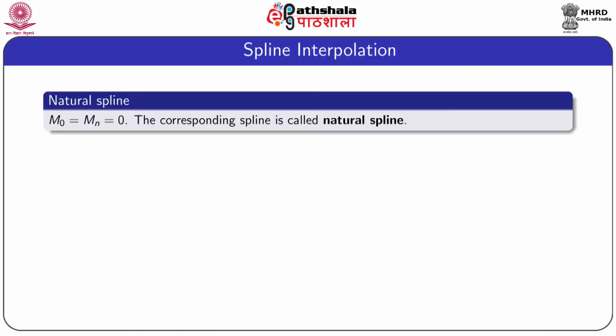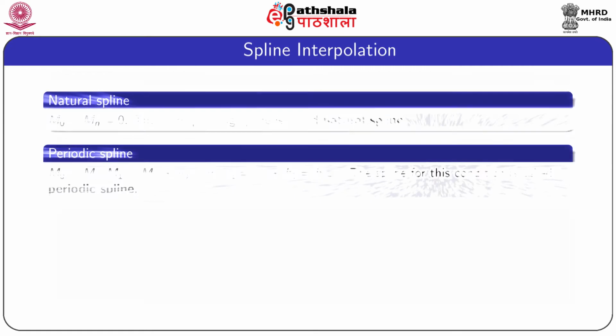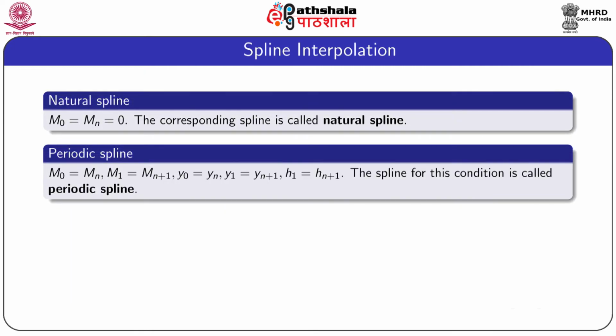Here we consider some particular cases for cubic spline interpolation. The first case is the natural spline. This is a very simple case. In this case, we assume that m_0 equal to 0 and m_n equal to 0, and the corresponding spline obtained by assuming this condition is called the natural spline. Another condition is this one: if m_0 equal to m_n, m_1 equal to m_{n+1}, y_0 equal to y_n, y_1 equal to y_{n+1} and h_1 equal to h_{n+1}, then the corresponding spline is called the periodic spline.